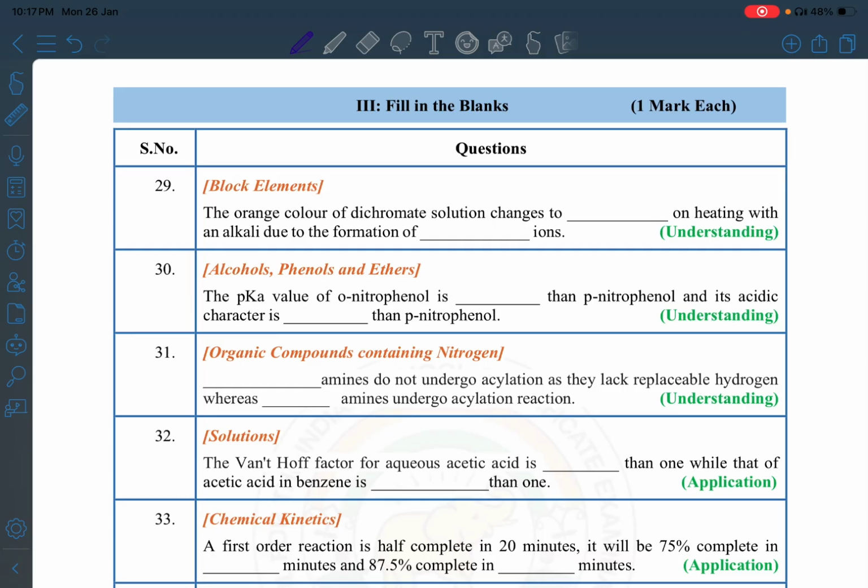The next portion is filling the blanks. Okay, so the first question: the orange color of dichromate solution changes into yellow on heating with alkali due to the formation of chromate, as dichromate converts into chromate.